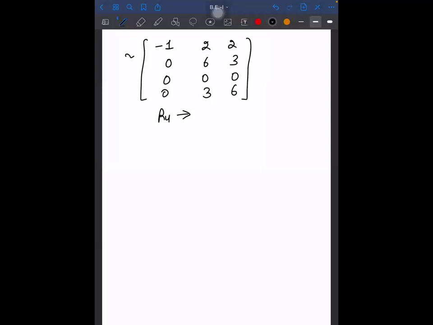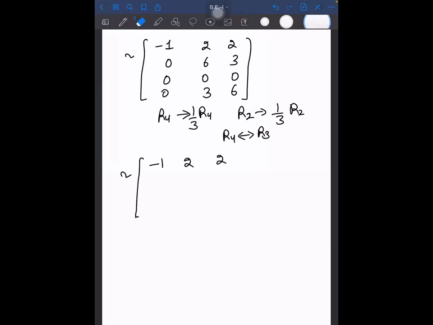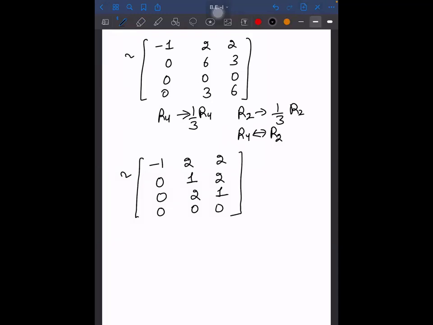Operate on R4, 1 by 3 times R4, and operate on R2, 1 by 3 times R2. And thereafter, you replace R4 and R3. So this will become minus 1, 2, 2, right? Or you replace, I would say, R4 and R2. So 0, 1, 2, 0, 2, 1, 0, 0, 0. Something like that. Now, this is still not echelon form.